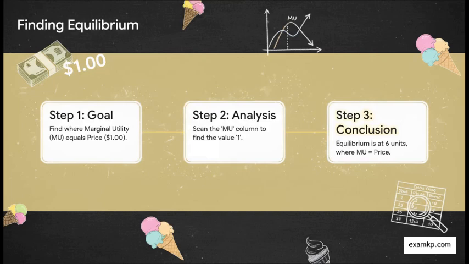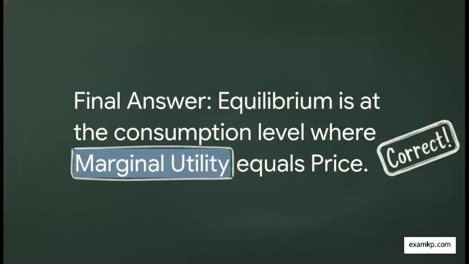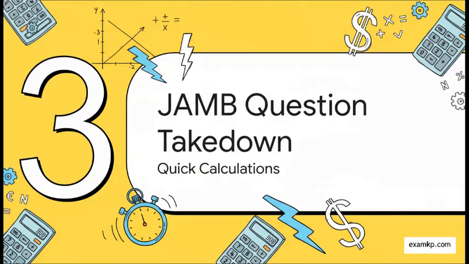And that, my friends, is just a bad deal. So when you write this down on your exam paper, the perfect full marks answer is equilibrium is reached at the consumption level where marginal utility is equal to the price. Excellent work. 1 down, let's keep this energy rolling and move right into the JAMB question takedown.